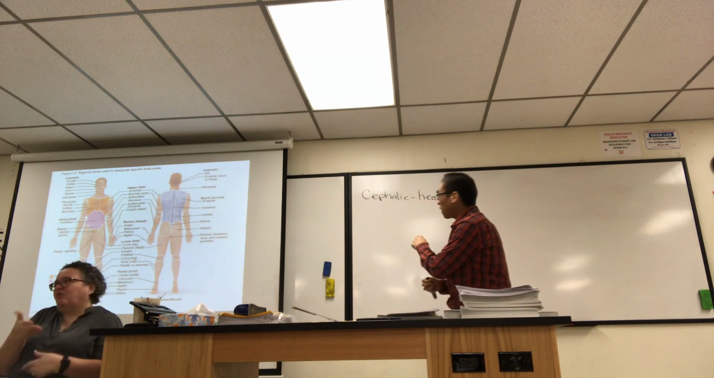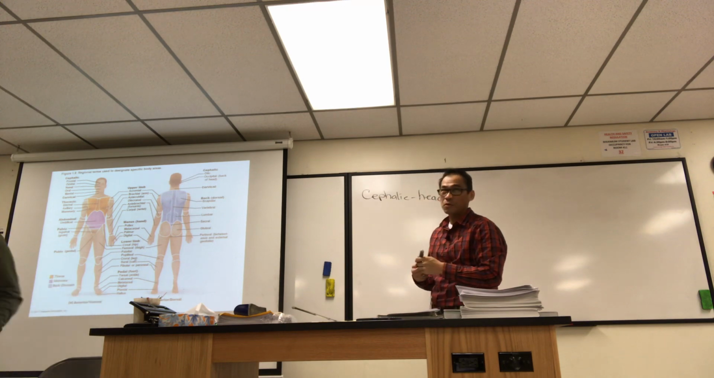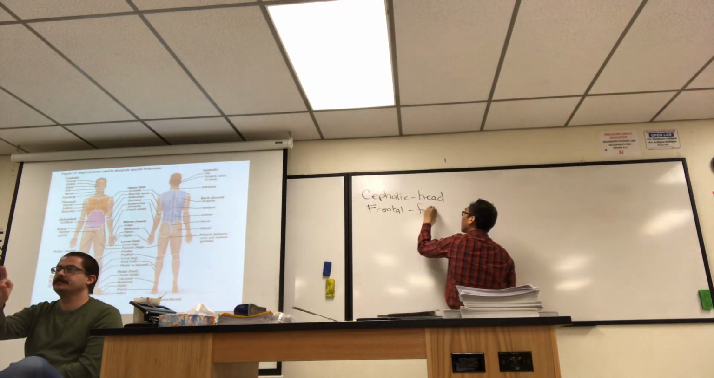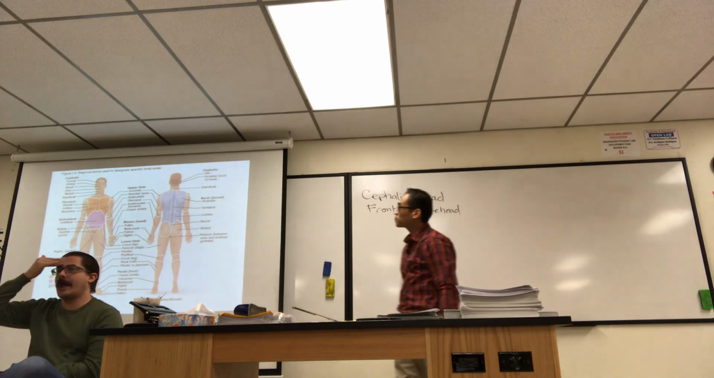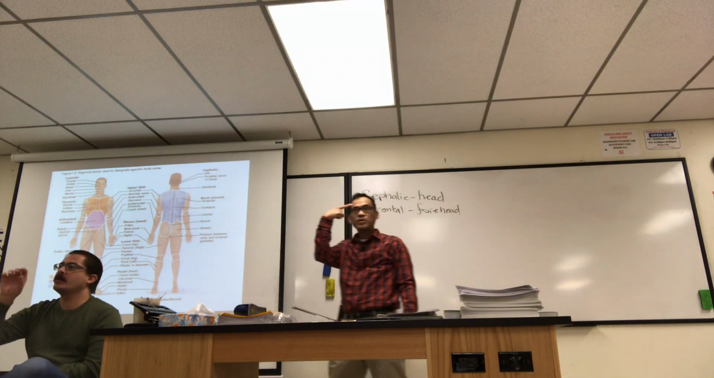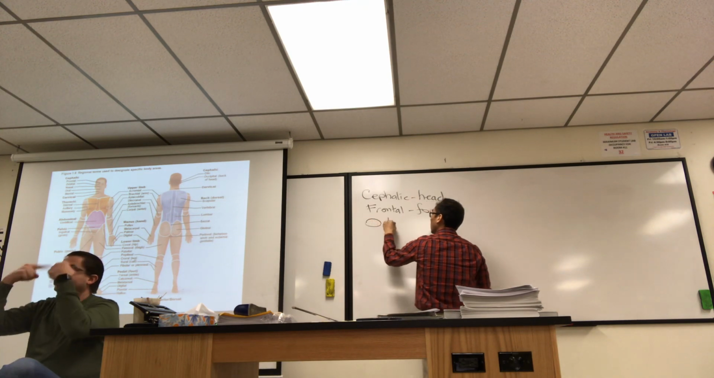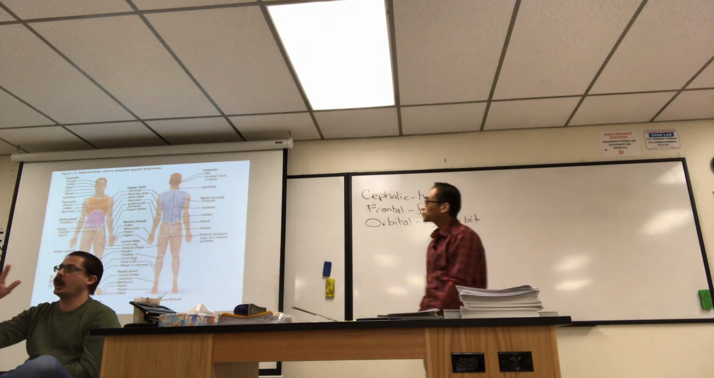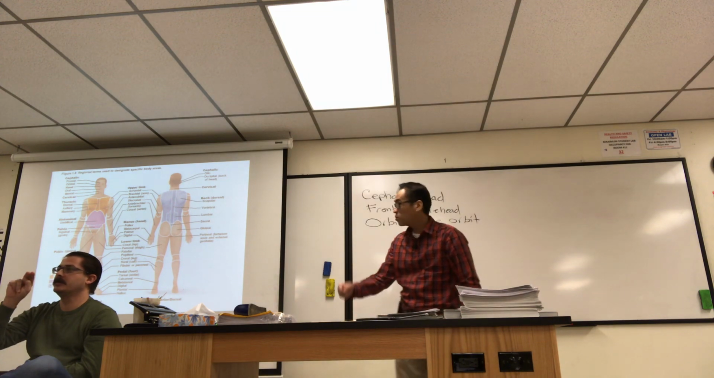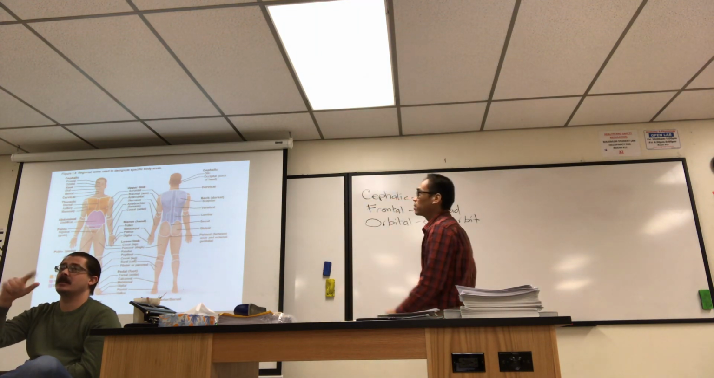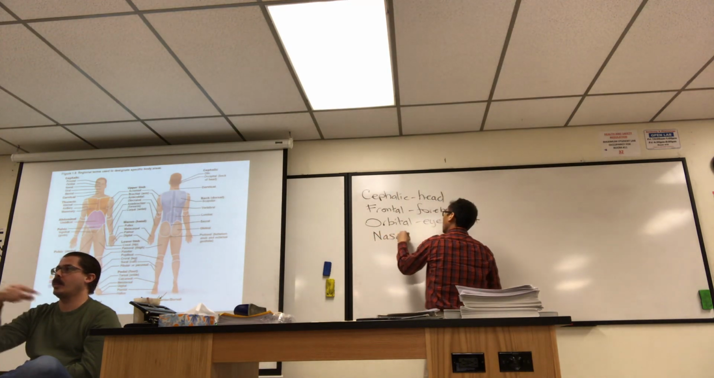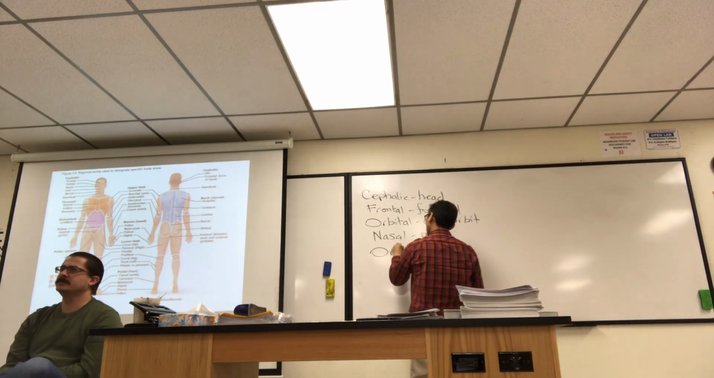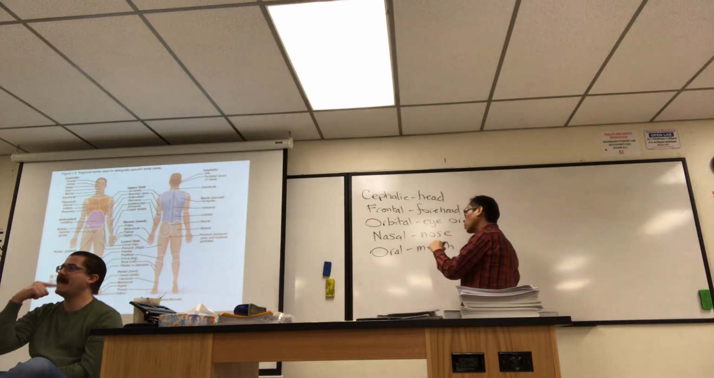Okay, so moving on, cephalic means head. Now that top word there, frontal, means forehead region. Orbital means the orbit that contains your eye. So think eye orbit when you see orbital. You have nasal and oral. I think people know what those mean. Nasal is nose, oral is the mouth region. Mental is chin.